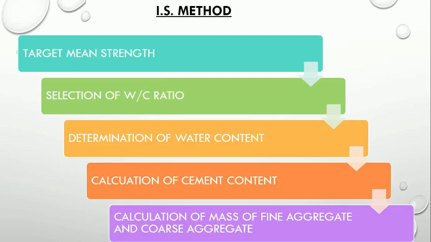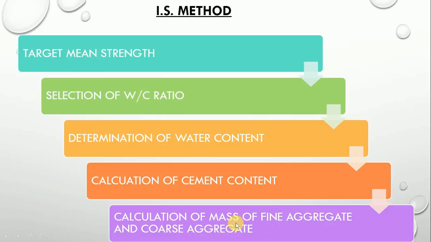In this, our first step is target mean strength, that is which strength we want to achieve. It is target mean strength. Okay. Now second is selection of water cement ratio. First, if we know the strength, then we have to select water cement ratio. After selecting the water cement ratio, we have to calculate or determine the water content. Then once we get the water content and water cement ratio, we have to calculate the cement content. Okay. Now the last step is calculation of mass of fine aggregate and coarse aggregate.